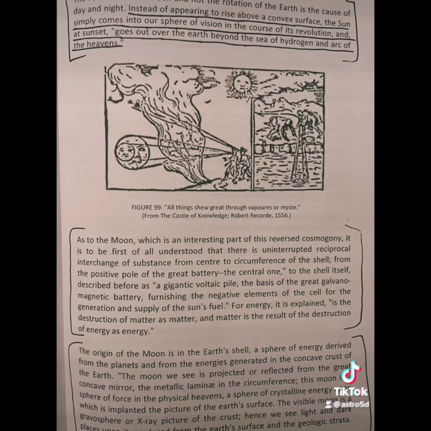The moon we see is projected or reflected from the great concave mirror, the metallic luminae in the circumference. This moon is a sphere of force in the physical heavens, a sphere of crystalline energy upon which is implanted the picture of the Earth's surface.